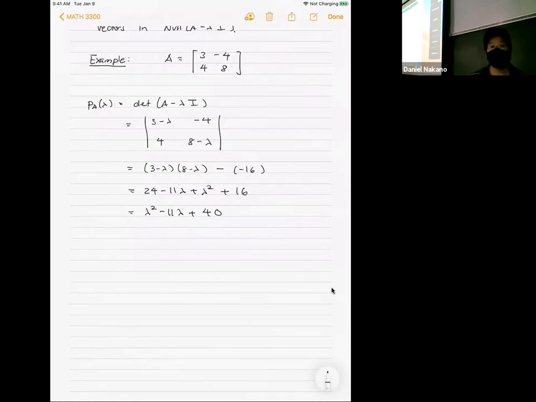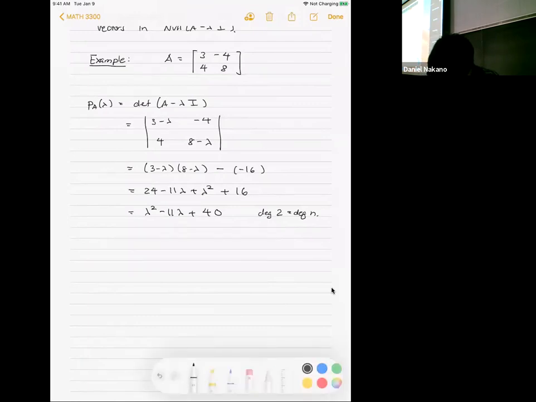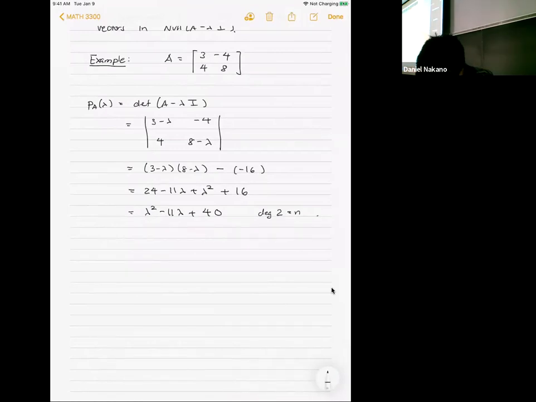All right, so this is the characteristic polynomial for A. And notice what the degree is. So what's the degree of this polynomial? 2, right? So it's a degree n polynomial. So this has degree 2, which is equal to n. Okay, the degree is equal to 2. It's equal to n.